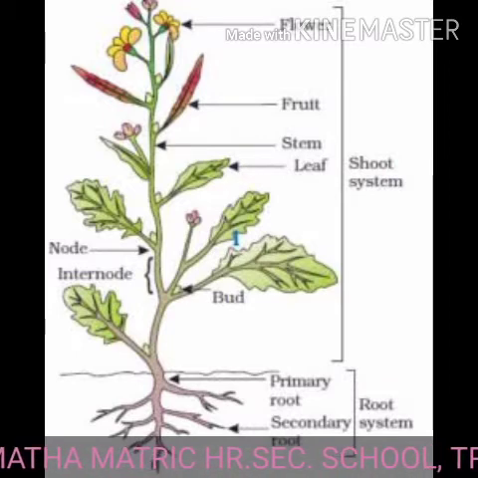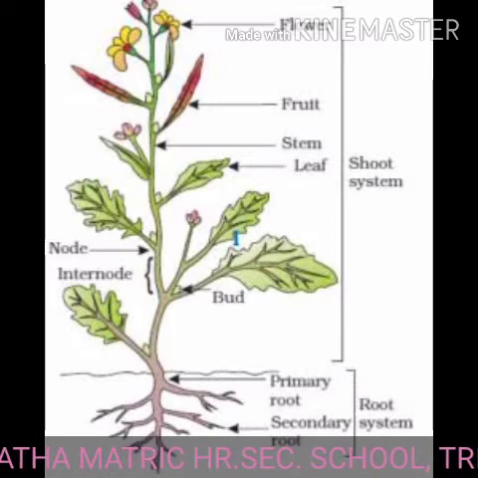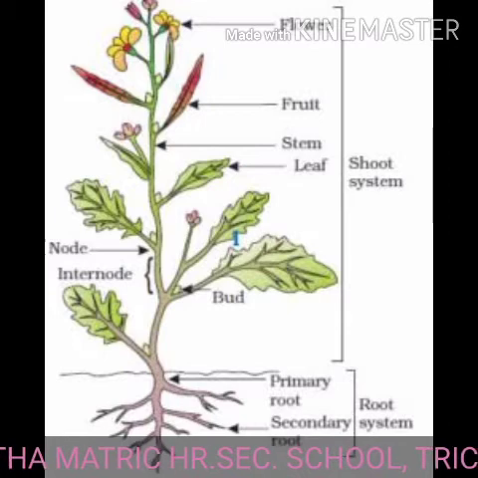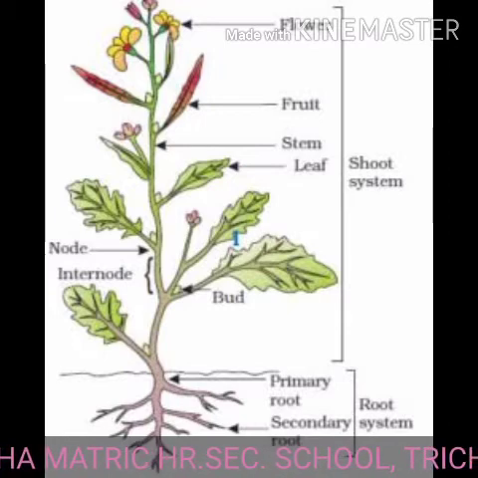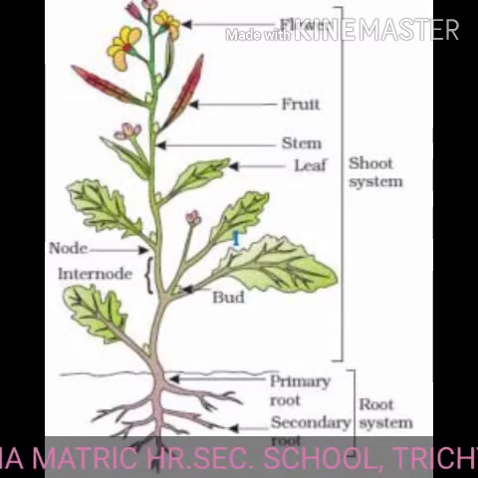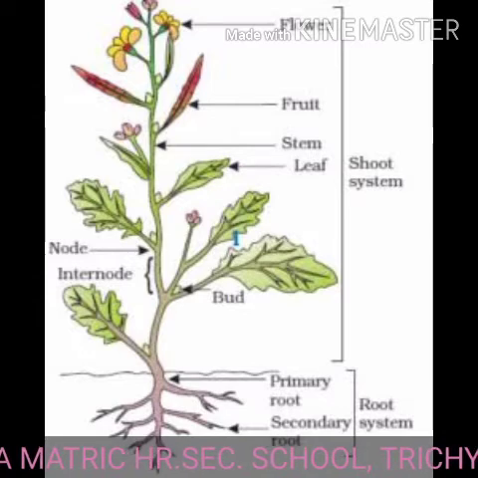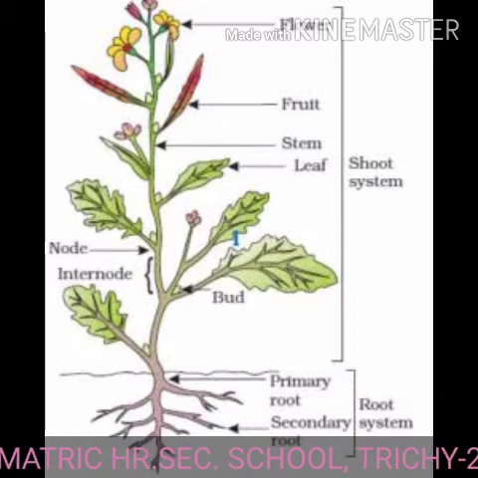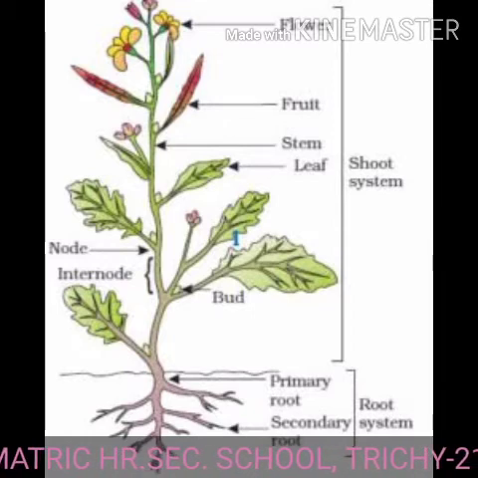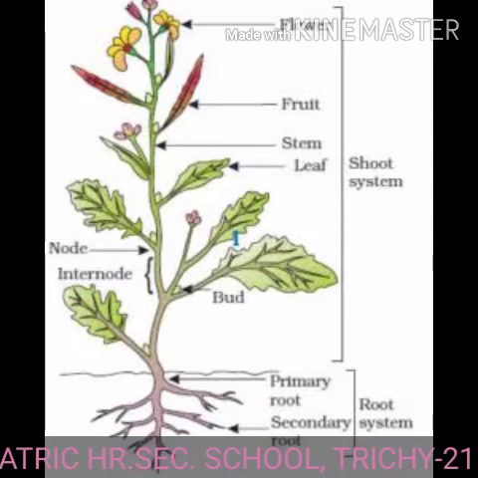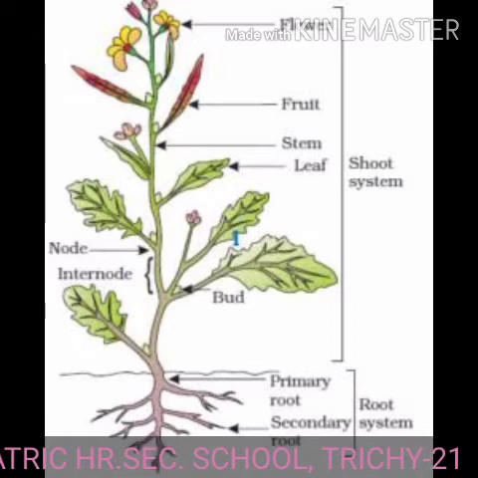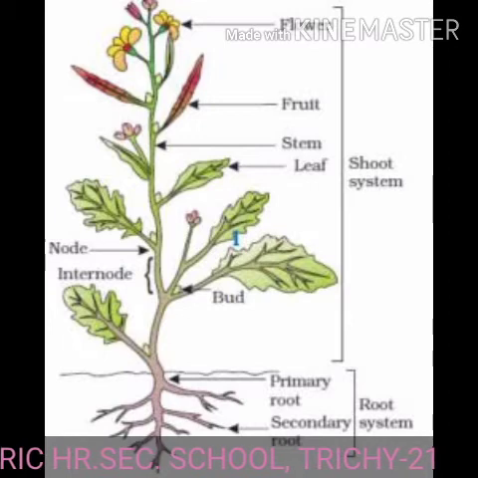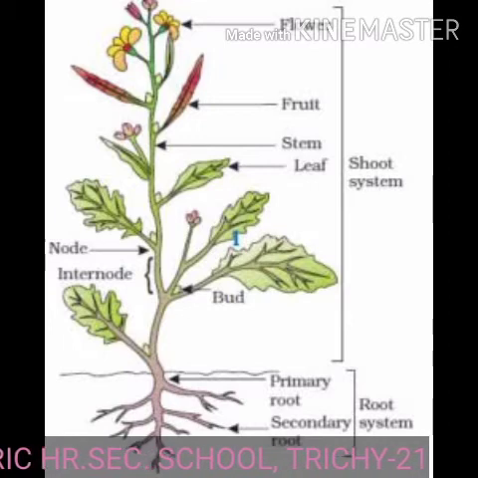Root is the descending portion of the plant axis, generally non-green in color as it lacks chlorophyll. It does not possess nodes and internodes, buds, etc. It bears root hairs to absorb water and minerals from the soil. It is positively geotropic and negatively phototropic in nature.